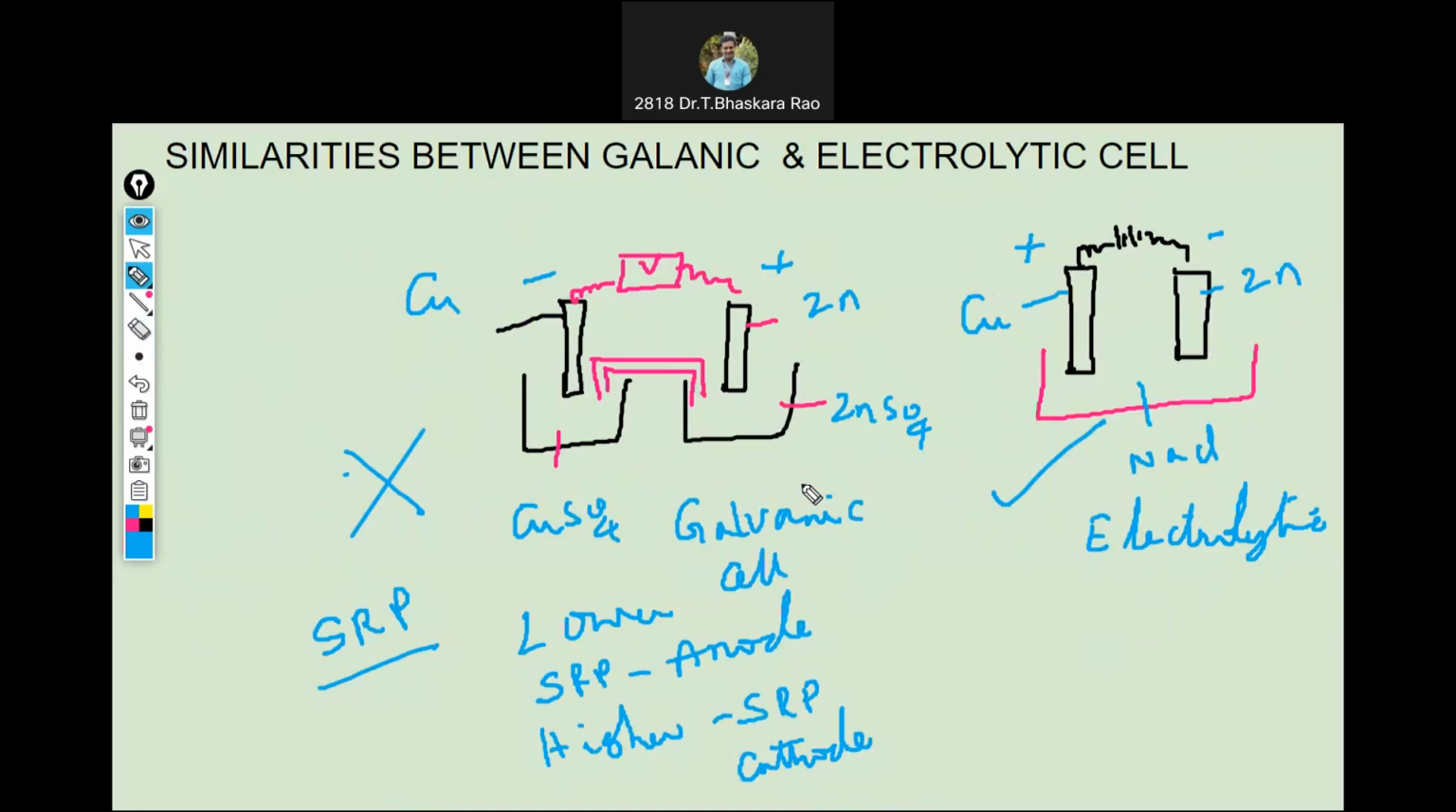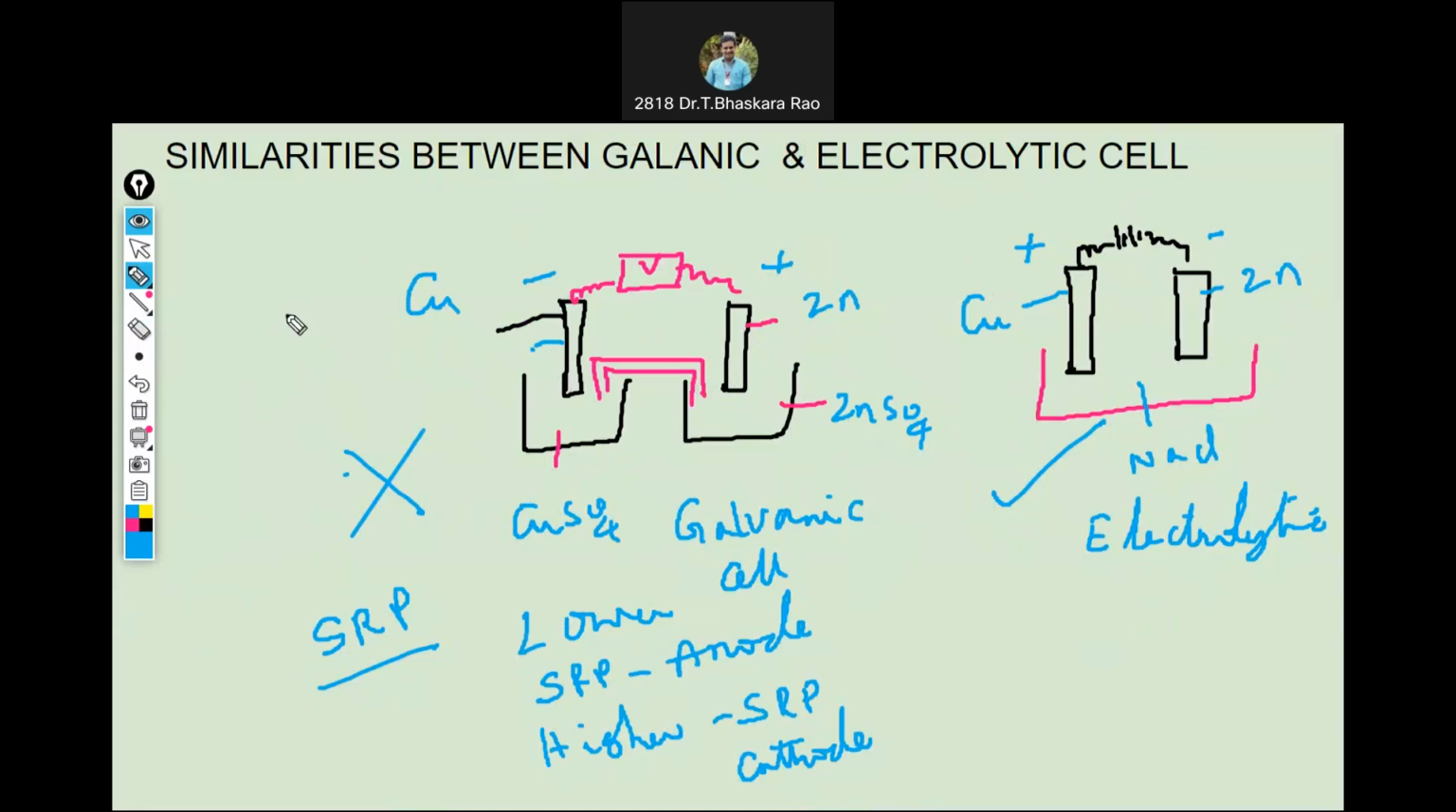One more important point I want to tell you here: whether it is an electrolytic cell or a galvanic cell, the anode should always be on your side. Here, this is my right hand side, so I am selecting the anode here. This side is the anode, and this side will be the cathode.